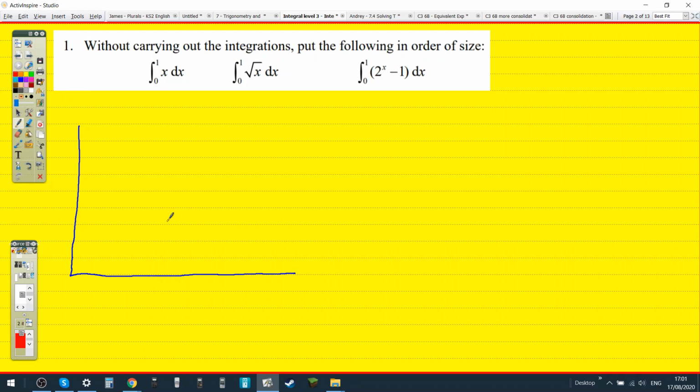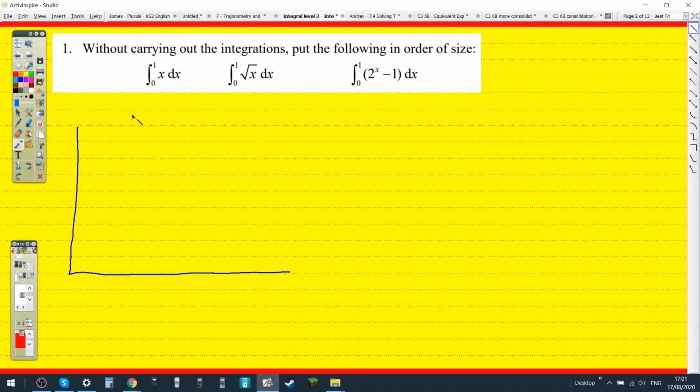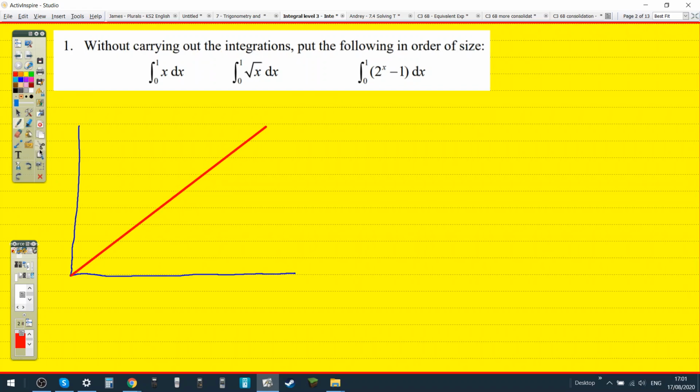So would you sketch the graph of x, or would you have to do the graph of the integration? I'm just thinking y equals x for the first one. You would do x, right? Yeah, okay. That would be like a triangle, so the area. And I'll just say that's 1, 1.